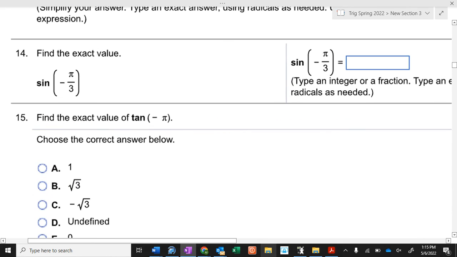How do we find the exact value of sine of -pi over 3? Well, what is -pi over 3? How many degrees is negative pi over 3? I know that pi over 3 is 60 degrees, right? So this is negative 60 degrees, which is the same as a positive 300 degrees. What's the sine of 300 degrees? Negative square root of 3 over 2? That's what it says on your unit circle, if you would have it out.